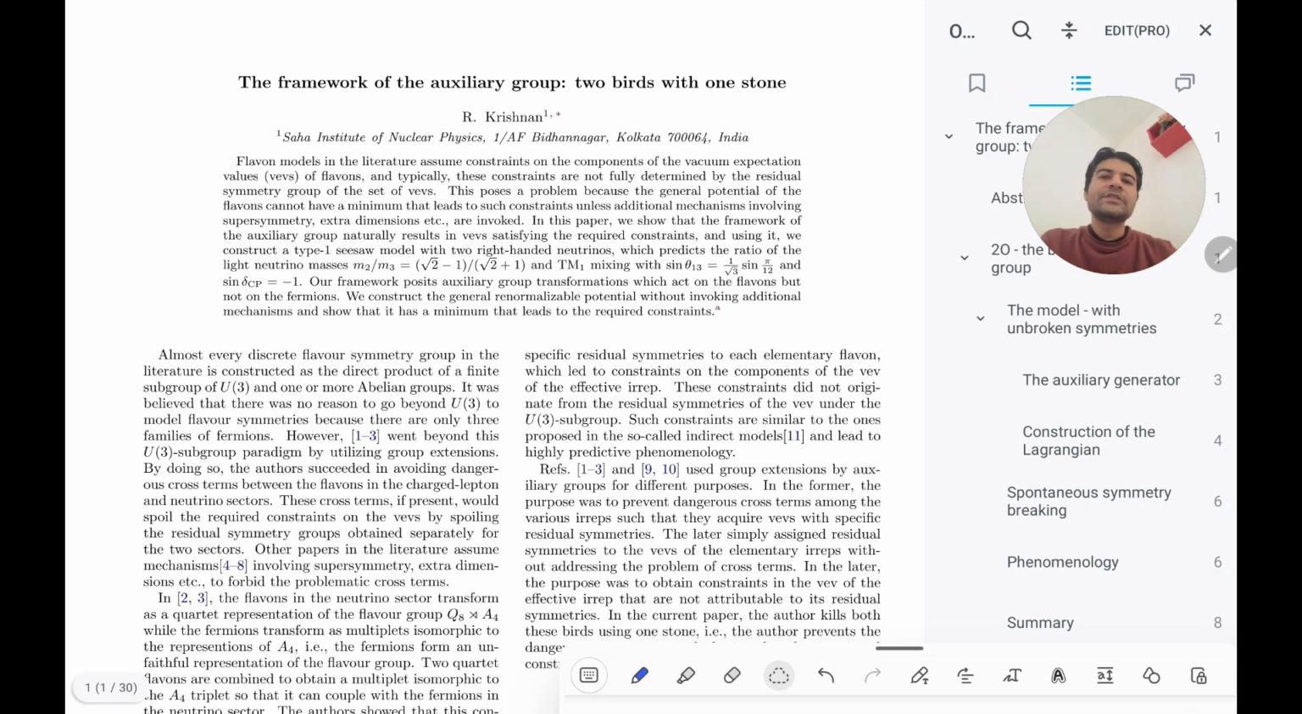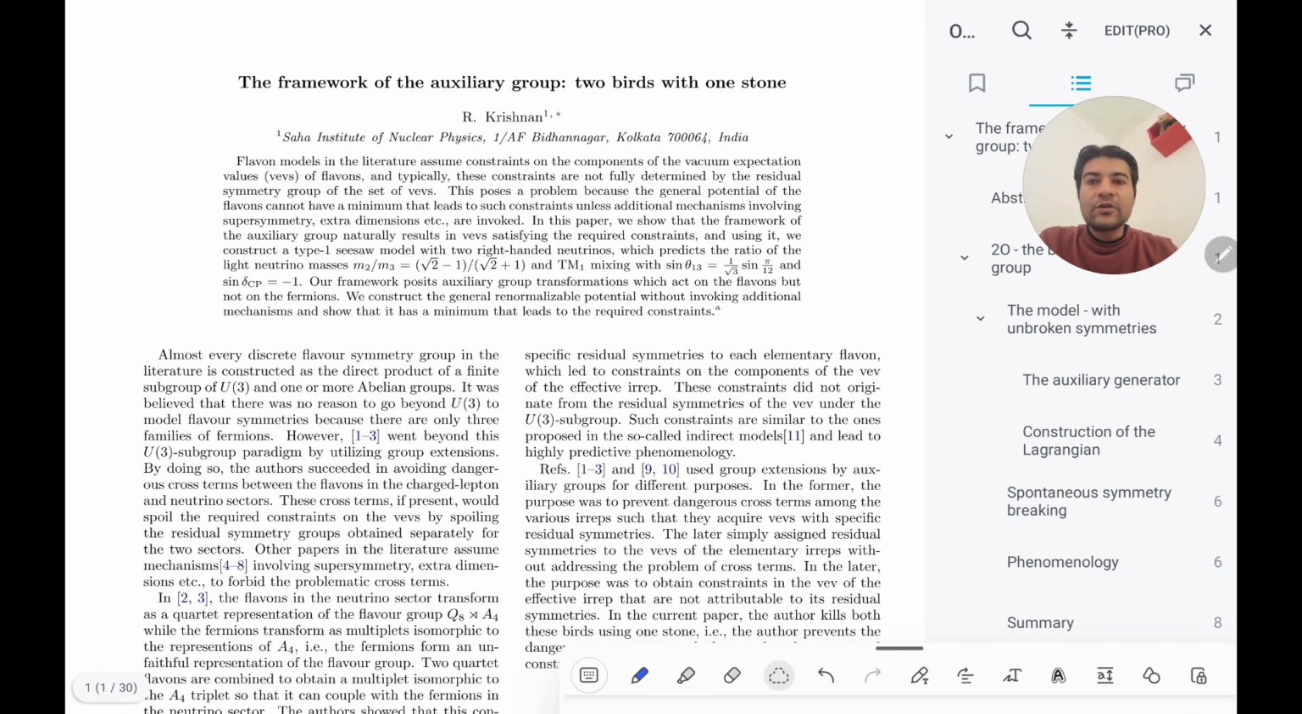The CP transformation of scalar fields almost always involves their complex conjugation. In this paper also, the CP transformation of several flavons corresponds to their complex conjugation. Besides CP, other group generators utilized in this paper also involve complex conjugation.